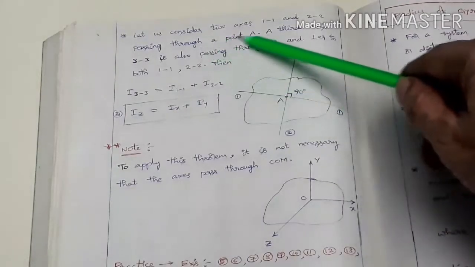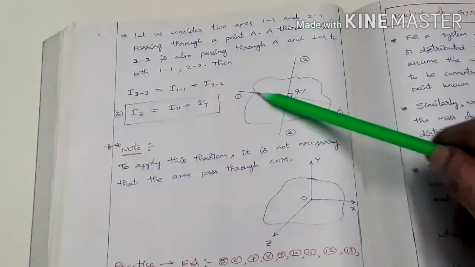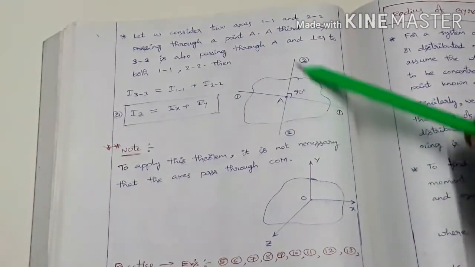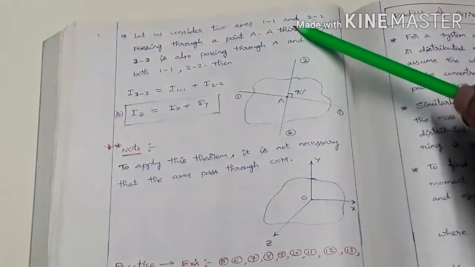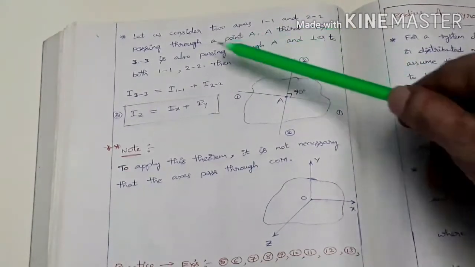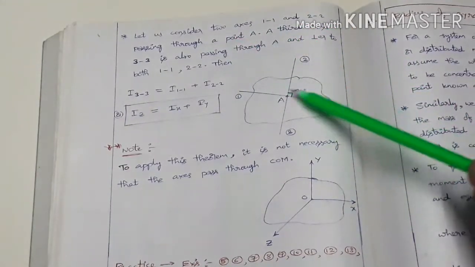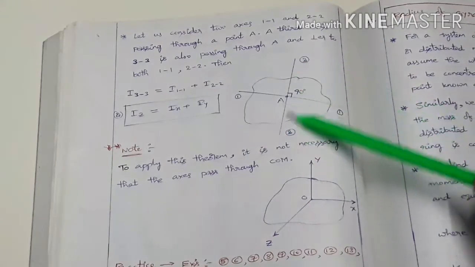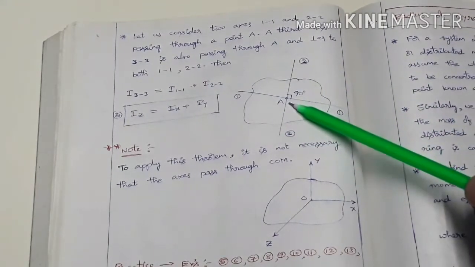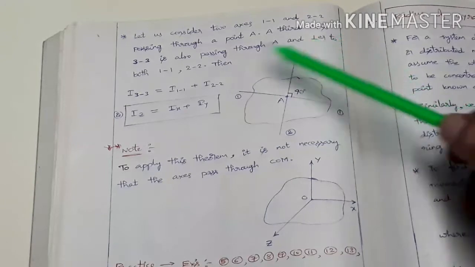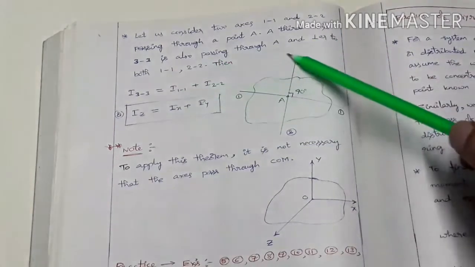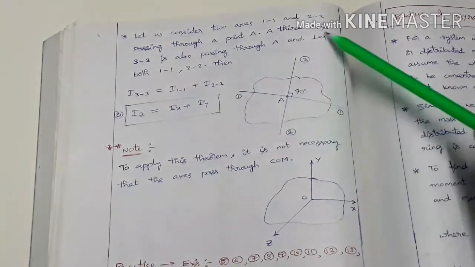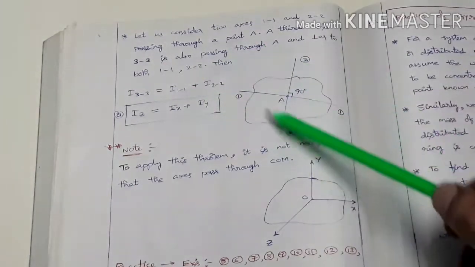Let us consider two axes. This is axis 1 and this is axis 2. Let us consider two axes 1-1 and 2-2 passing through a point A here. See, this axis and this axis, both of them are passing through the same point A here. A third axis 3-3 is also passing through A and perpendicular to both these two axes.